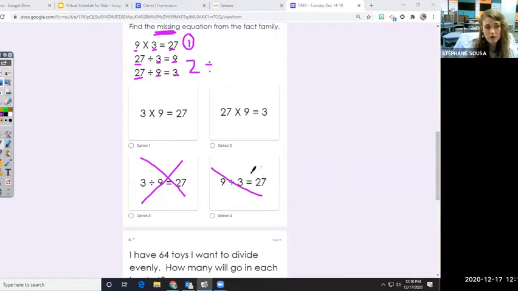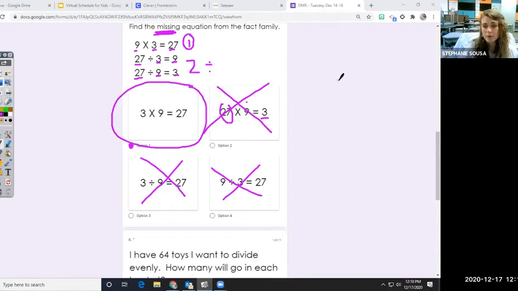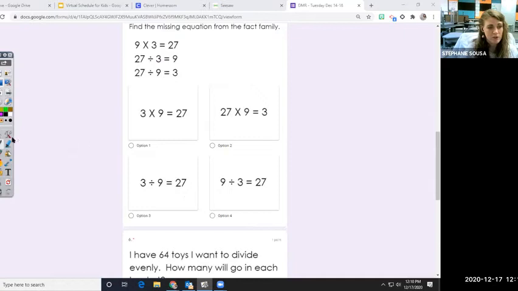So I'm going to get rid of the 2 division right away. I know that 3 times 9 does equal 27. 27 times 9 would not be as small as 3. If I have 27 items and I repeat that 9 times, that's going to be way more than 3 items. So my correct answer was option 1. Questions about this one? No. Steve Rogers, do your legs have any questions?